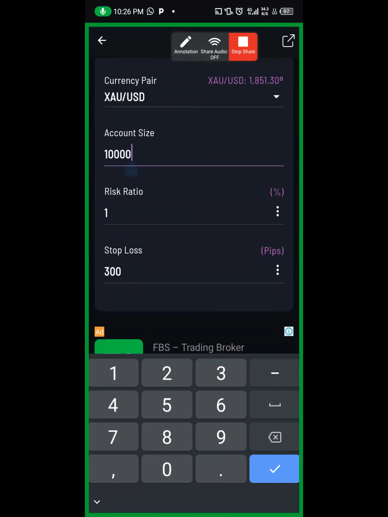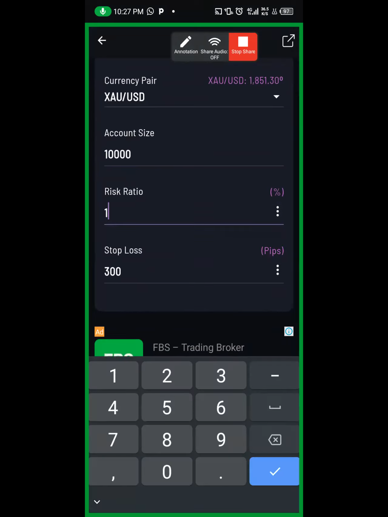You put in $10,000. Now, here is asking you risk ratio. I mean, how much are you willing to risk? Now, this can be either in percentage. Look at the 3 dots here that I'm tapping.